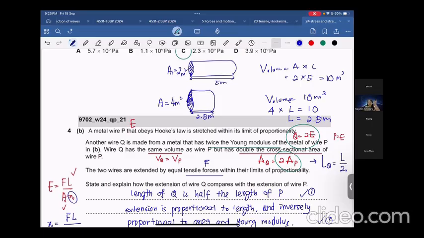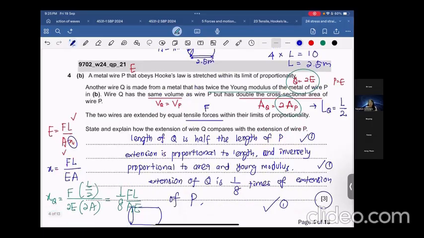So when the volume is the same and the area doubles, then your length has to be half of it. That's why here we do substitution: for Q, the area doubles but the length is half of it.